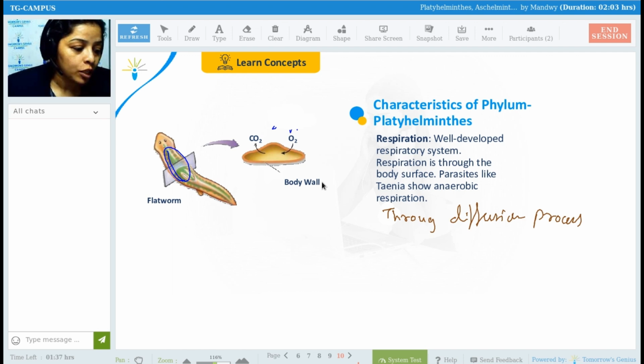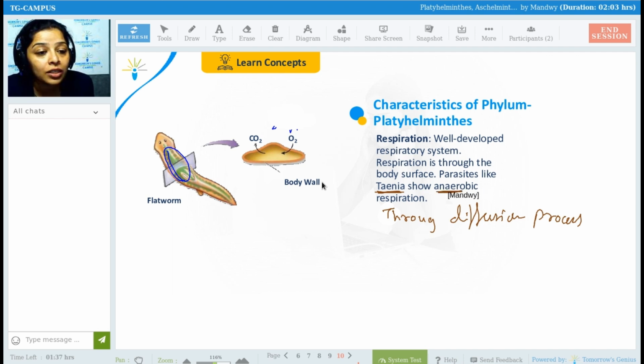So respiration is done by the skin surface, body surface. All the Platyhelminthes are aerobic in nature except Taenia. Taenia is an example of a flatworm, or Platyhelminth, which is anaerobic in nature, meaning it can respire in the absence of oxygen.